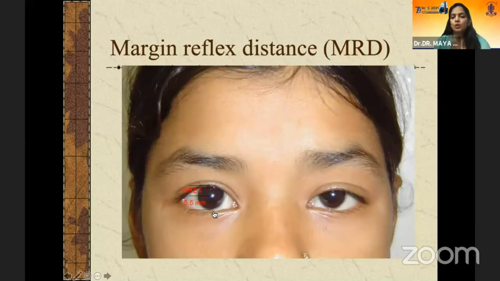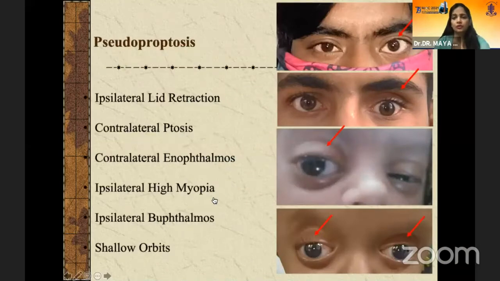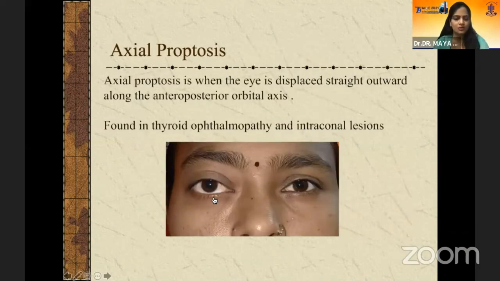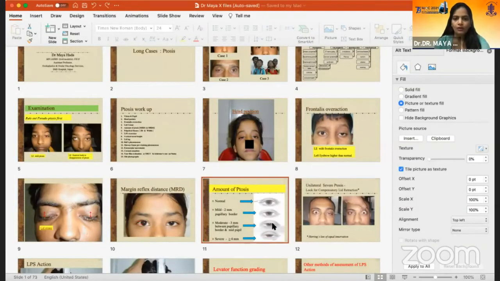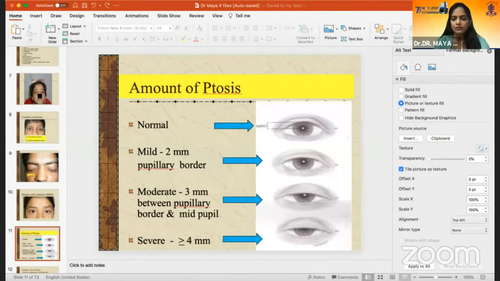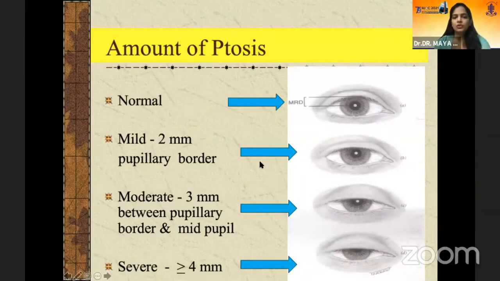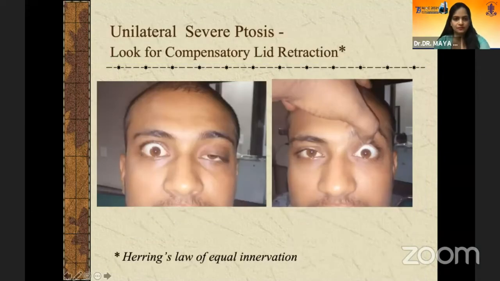MRD2 is from the lower lid margin to the corneal light reflex. That you can also mention in your ptosis workup. MRD3 you don't have to mention. So depending upon the amount of ptosis, it can be divided into mild, moderate, and severe categories.